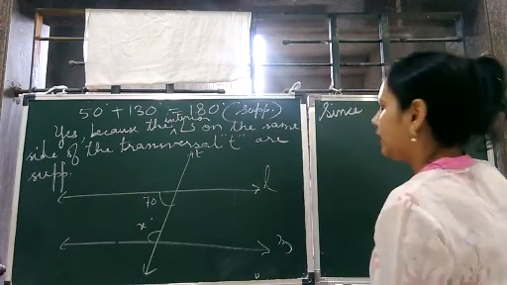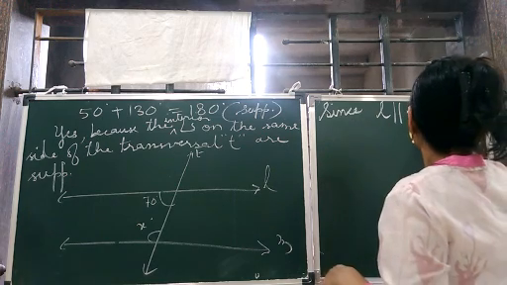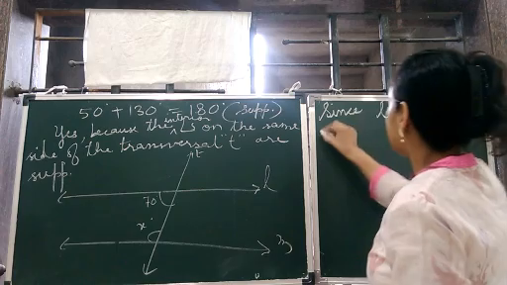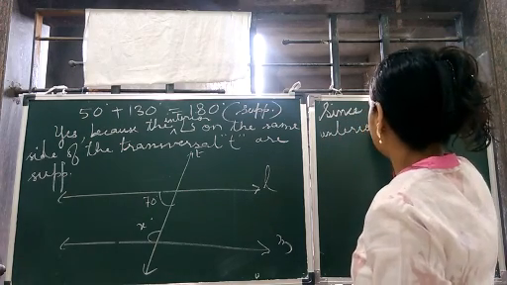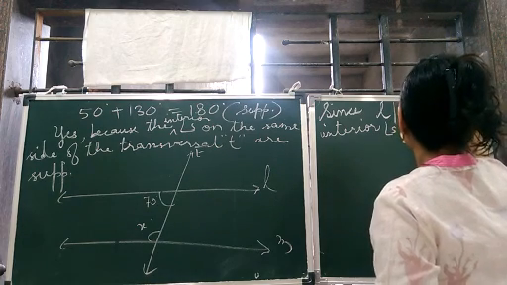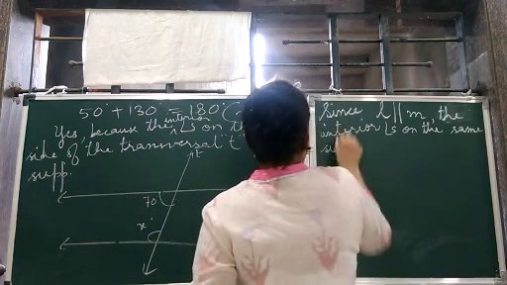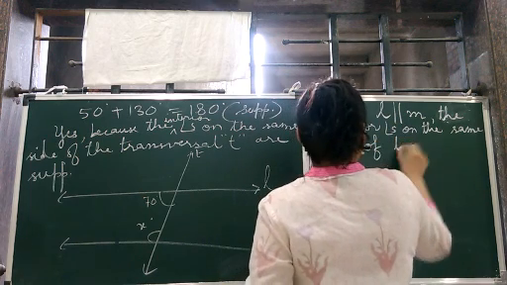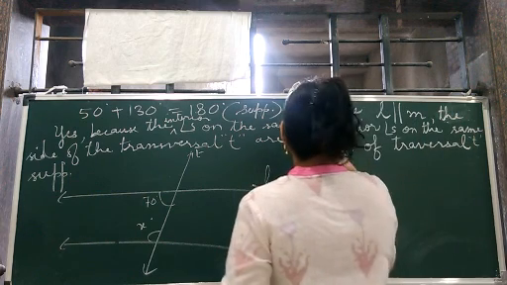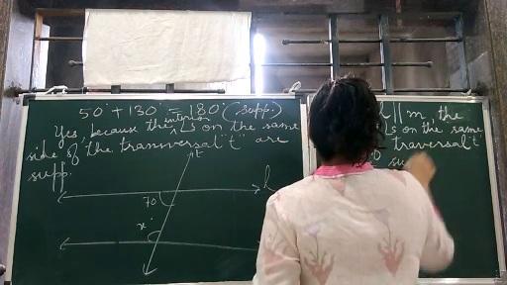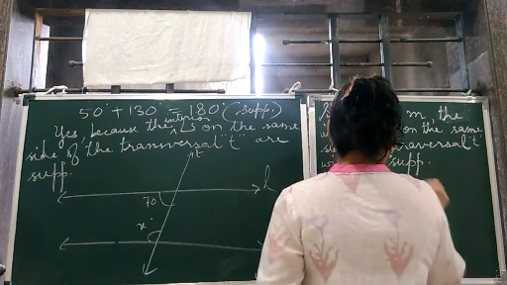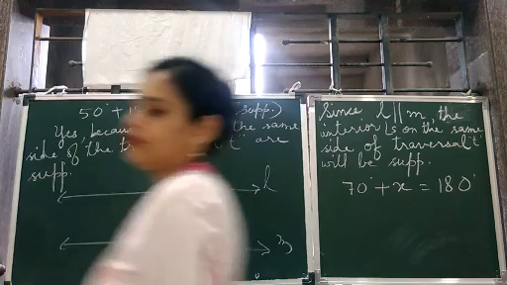Since L is parallel to M, the interior angles on the same side of transversal T will be supplementary. Supplementary means the total is what? 180 degree. From here we get the value of X.